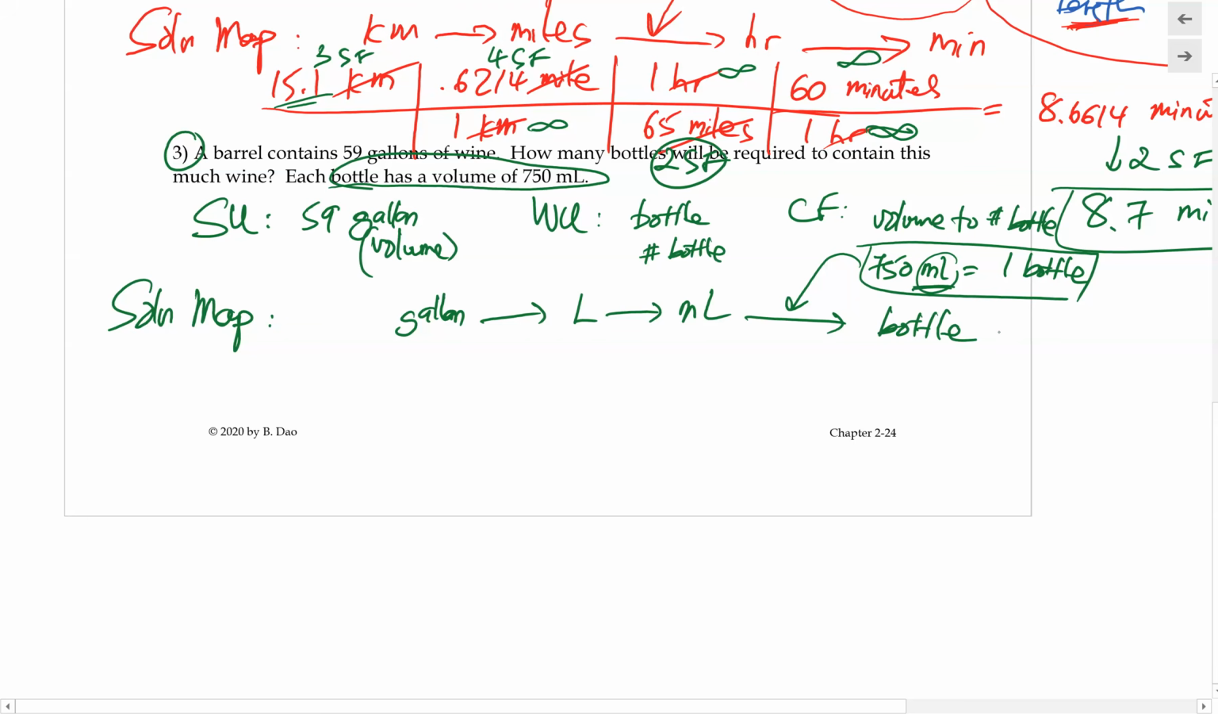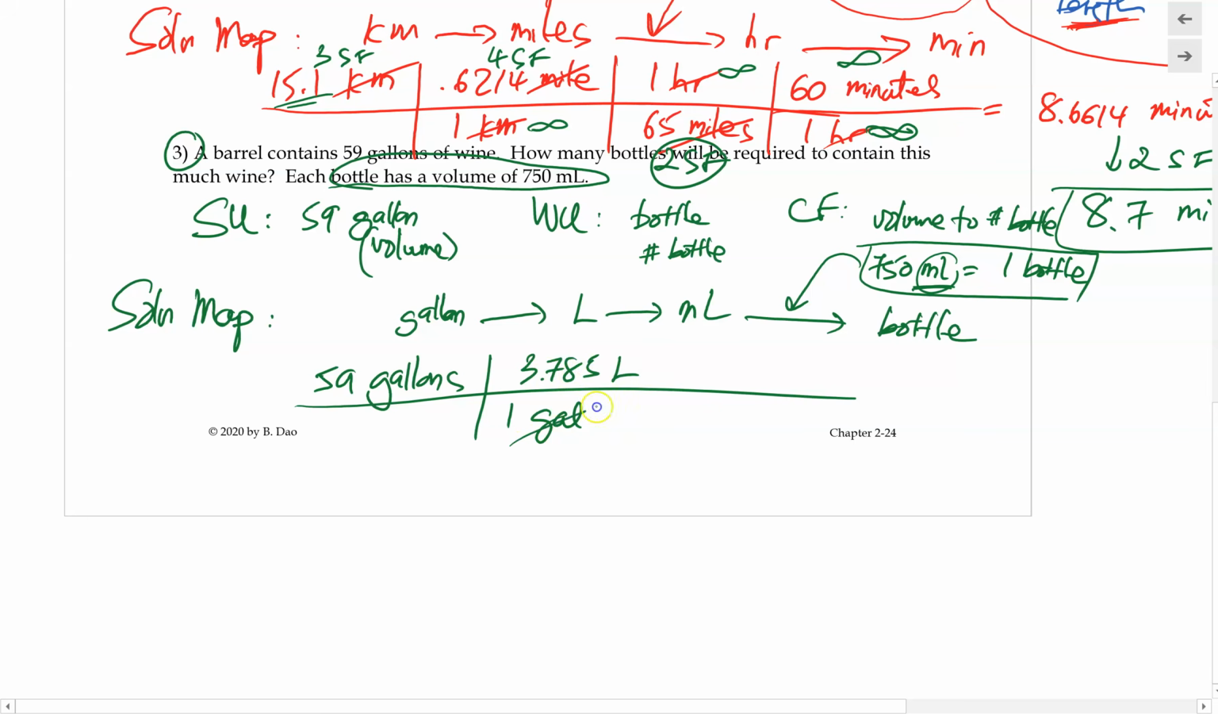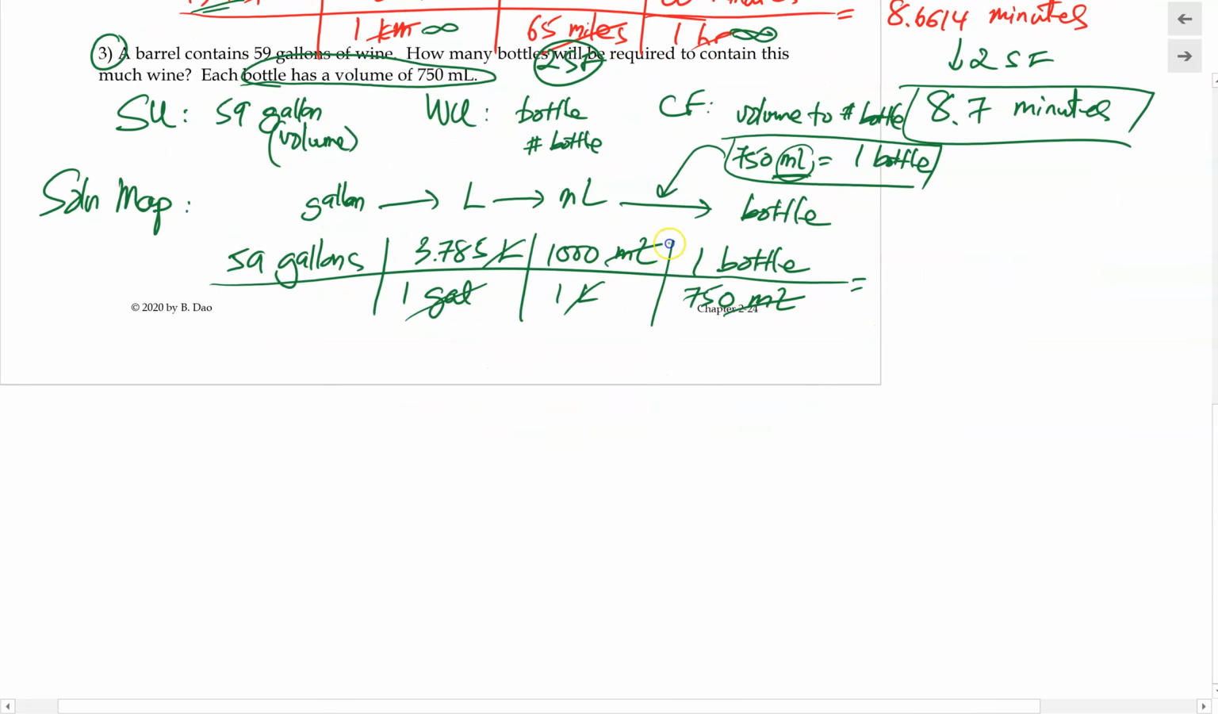And finally, setting this up to solve this, starting with 59 gallon. We have to convert from gallon into liter, and 1 gallon equals 3.785 liter. And again, gallon has to be on the bottom, so GAL is the abbreviation for gallon. And now for every 1 liter equals 1,000 milliliter. So the liter can get cancelled out as well. And now 750 milliliter equals 1 bottle. So there you go. And now milliliter gets cancelled out, and we end up with bottle.